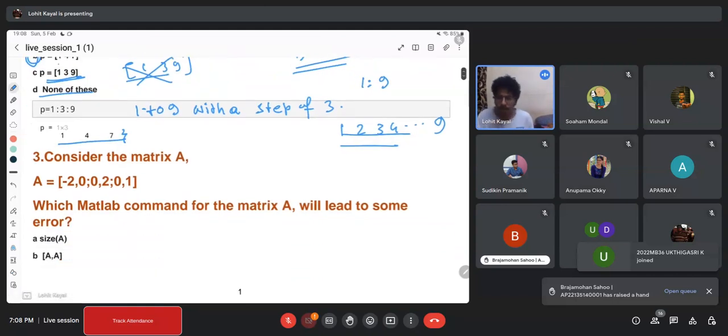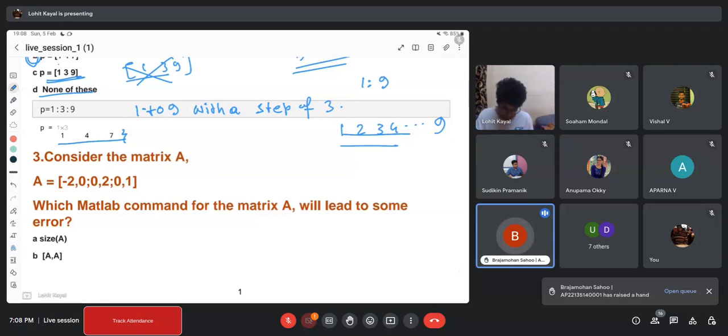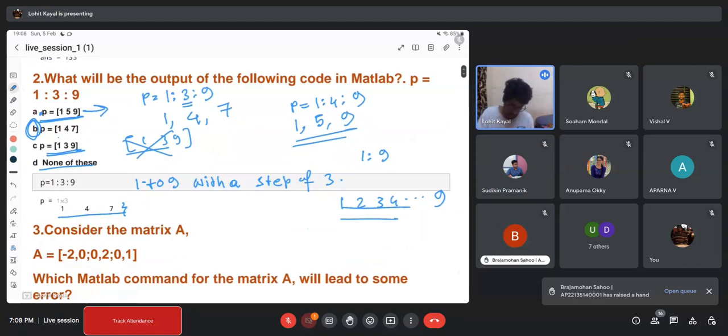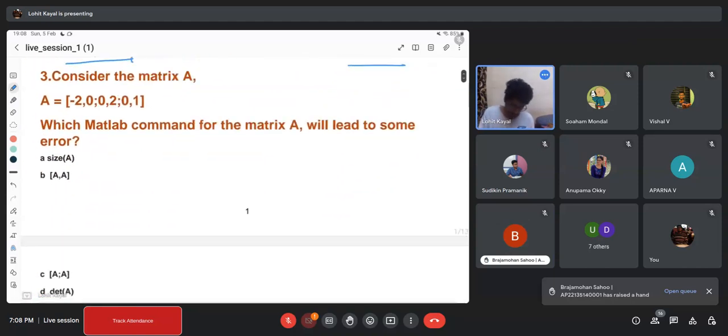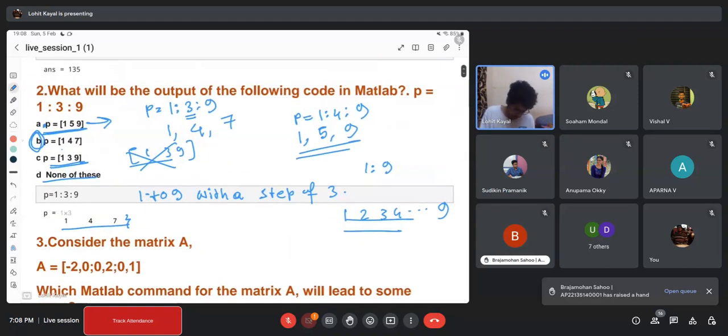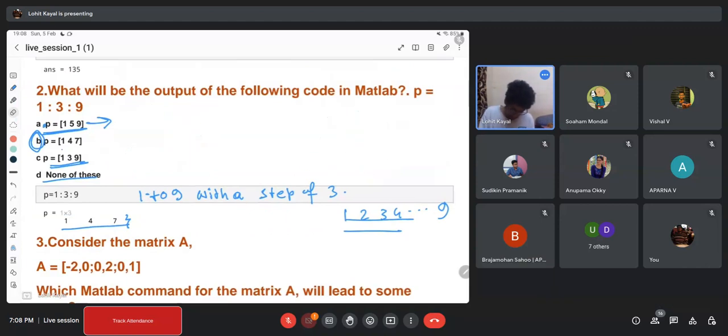Someone has a question. Sir, actually, I'm not getting how 1 4 7 is written. Okay, let me repeat that again. Let me erase this first. So 1 colon 3 colon 9. First, just understanding in common language.